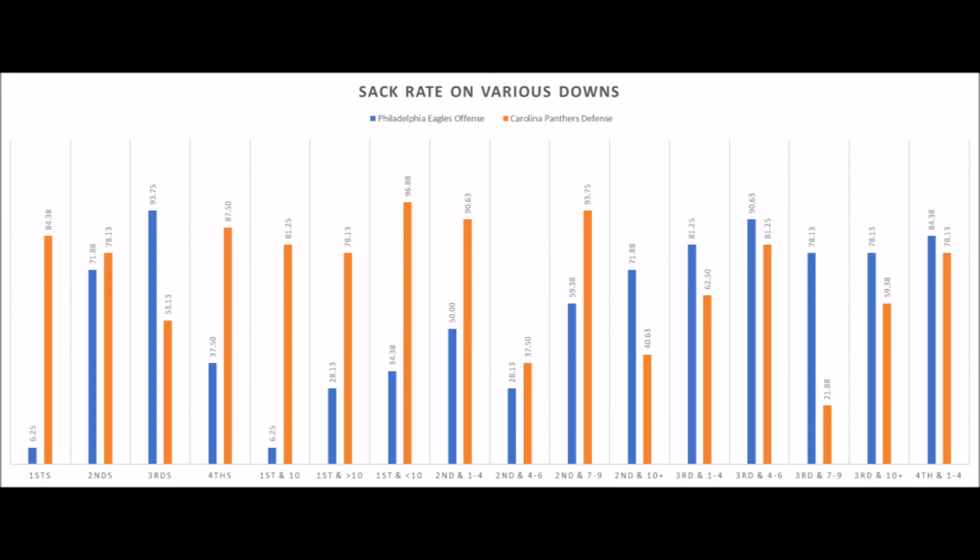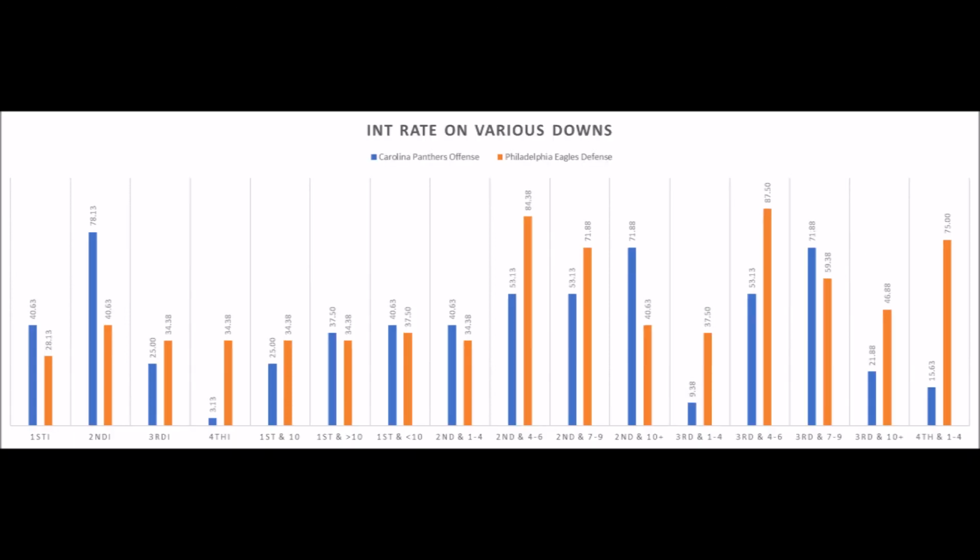Then, of course, you look at the Panthers offense versus the Eagles defense when it comes to interception ratio. This is basically telling you which downs the interceptions are coming on and where the defense is getting its interceptions. It mostly favors the Panthers, but third down is a situation where most of the interceptions that the Panthers have thrown have come. So that's definitely going to be a key situation to see.